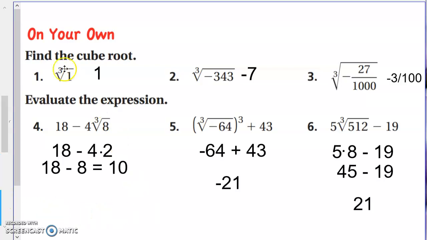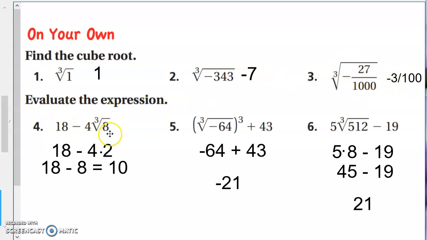All right, to check these ones, the cube root of 1 should be 1. The cube root of negative 343 should be negative 7. And these are both perfect cubes, so the cube root of negative 27 would be negative 3, and the cube root of 1000 would be 10. So the final answer would be negative 3 tenths for this one.